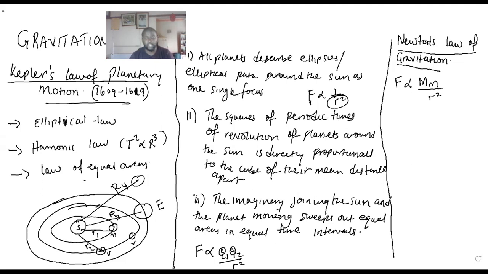So here came Newton, suggesting that a body will attract any other body with a given mass, with a given force, whose magnitude is directly proportional to the product of the masses and inversely proportional to the square of their mean distance apart. Let me also write it down for easy follow-up.